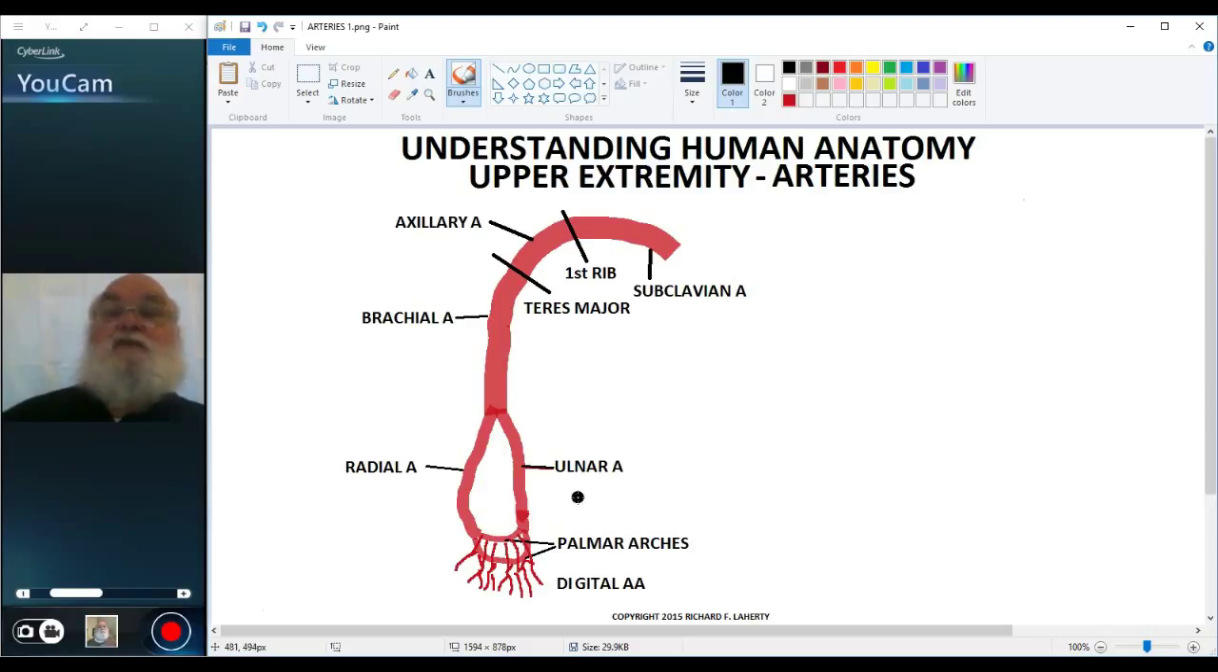Now, what I'm going to do is take this diagram, remove the labels from it, and move it over here to the left side of the screen. And then we're going to talk about the branches of each of these large arteries, and what I'm going to do is draw the segment of the large artery on the right side and fill the branches in and label them. So if you hold on a minute, I'll make that change in the diagram.